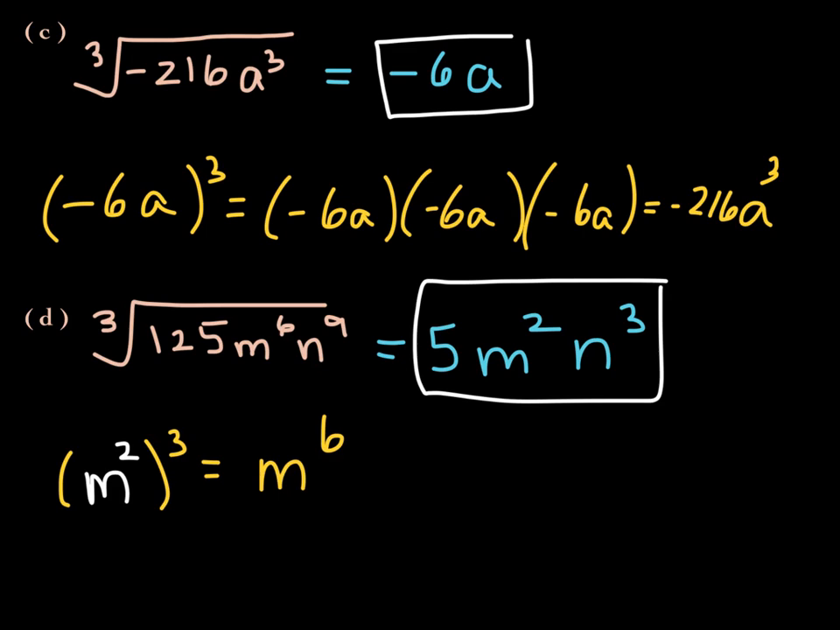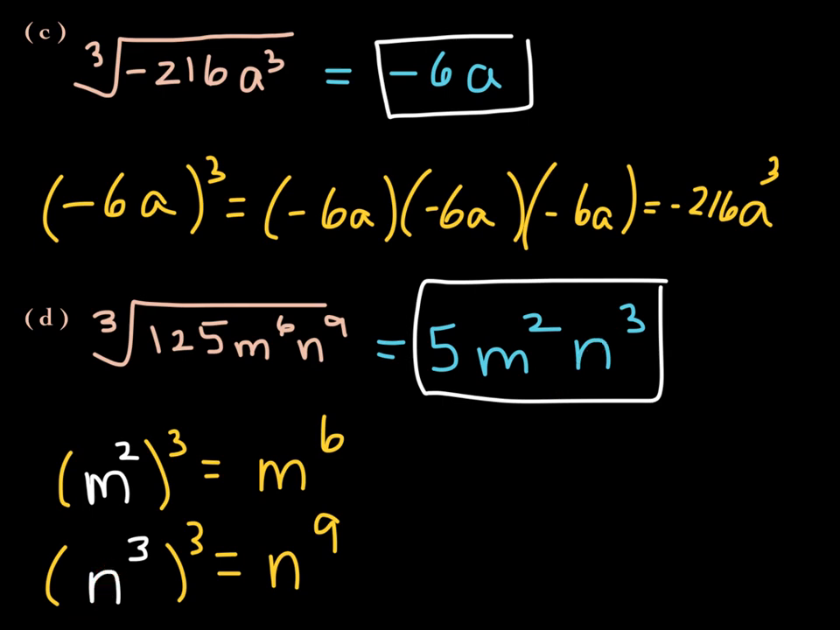As far as n cubed here, the cube root of n to the ninth, let me show you my thought process. It means something cubed gives me n to the ninth. Whatever power I put inside the parentheses must multiply by 3 to give me 9. Well, that must mean it is 3, because 3 times 3 is 9. So therefore, the cube root of n to the ninth is n cubed, all right?